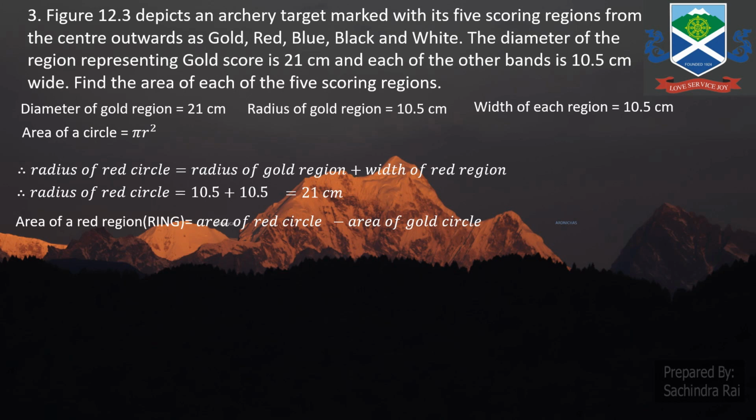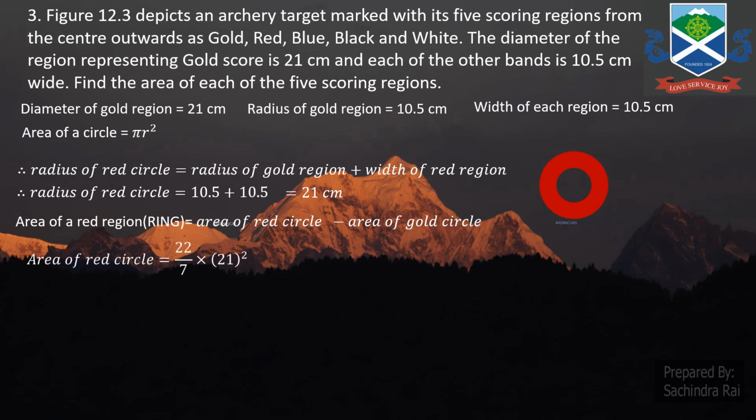Now the area of the red region or the ring, as we discussed earlier, is equal to the area of the red circle minus the area of the gold circle. So we have this gold circle and we have this red circle. When I remove the gold circle, I get the red region. That is why it is the area of the red circle minus the area of the gold circle.